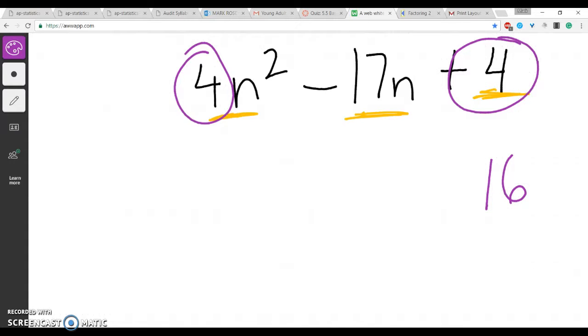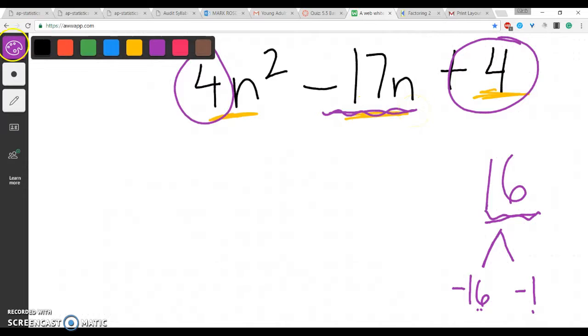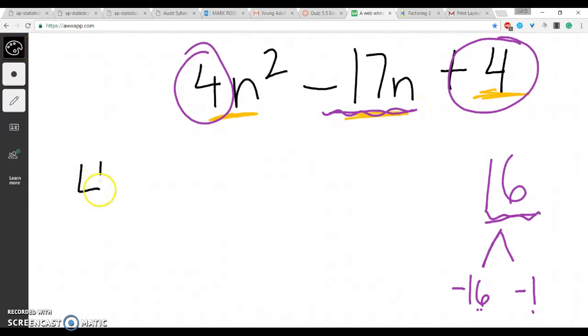I'm then going to think of things that will multiply together to give me 16, but add together to give me -17. The 2 numbers that you should think of should be -16 and -1, because -16 times -1 will give me +16, and -16 plus -1 will give me -17. I'm now going to rewrite my problem.